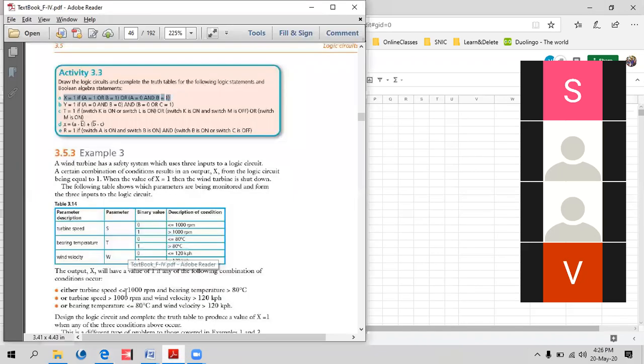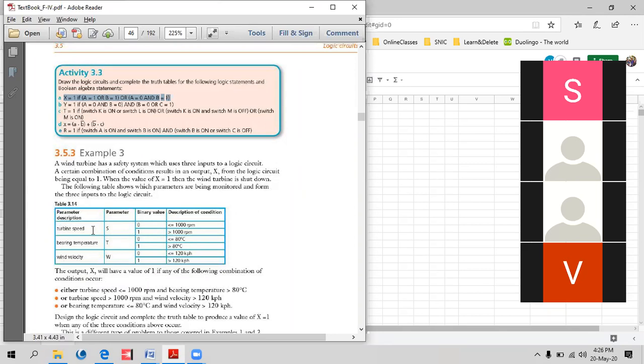So then we go to 3.5.3, example 3. A wind turbine has a safety system which uses 3 inputs to a logic circuit. A certain combination of conditions results in an output X from the logic circuit being equal to 1. When the value of X is 1, then the wind turbine is shut down. The following table shows which parameters are being monitored and form the 3 inputs to the logic circuit.